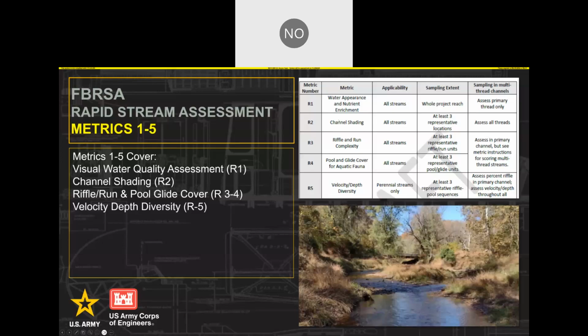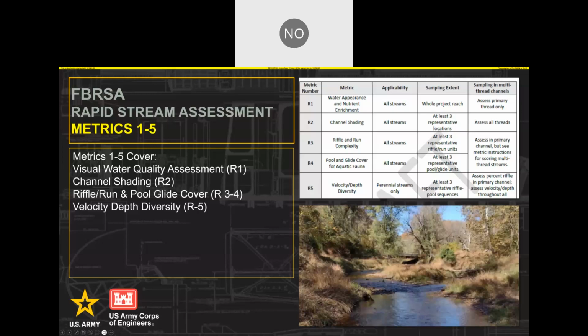The second one is channel shading, which we're looking at 3 representative locations across our reaches. And you're also trying to represent your channel spreads as well. You might have more than 3 representative locations. This metric is also pretty speedy, so adding additional spots is not going to slow you down much.